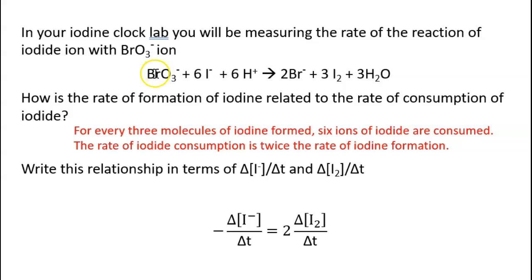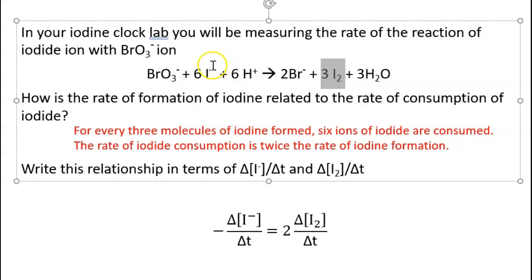We decide to measure the rate of reaction of this particular reaction, and we decide to measure it in terms of the bromate ion, the BrO3 ion. And so let's think about how to write the expression in terms of the BrO3 ion. So if you think about it, you can say for every 3 molecules of iodine formed, 6 ions of iodide are consumed. So for every 3 of iodine, 6 of iodide are consumed. So we can say the rate of iodide consumption is twice the rate of iodine formation, right?